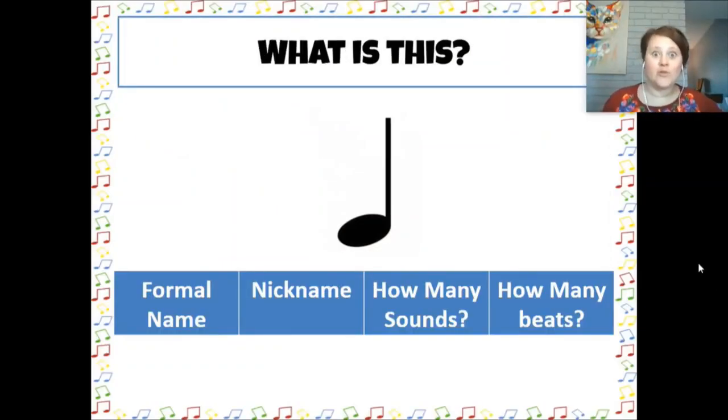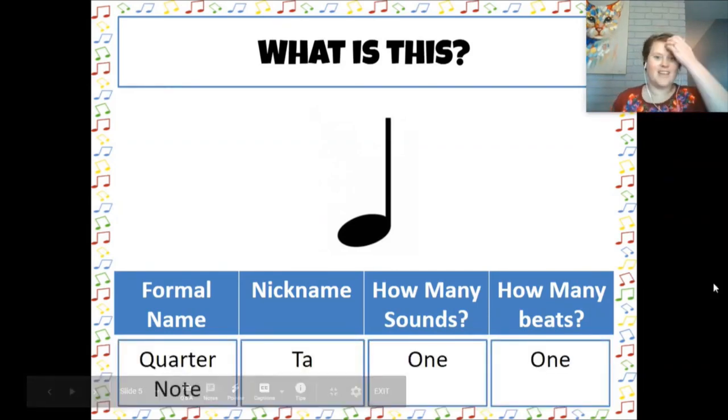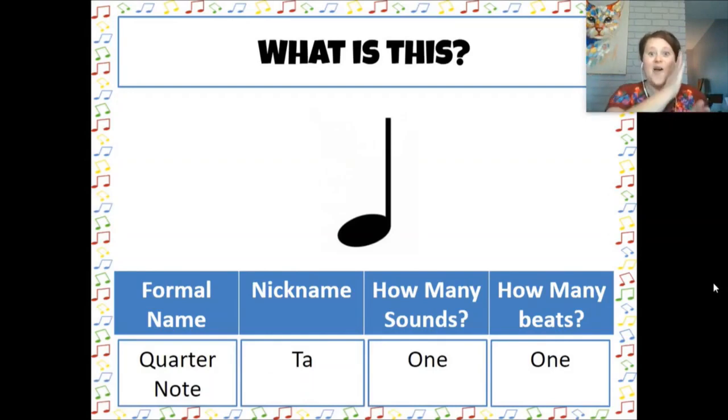We're going to do some musical math with our song Bounce High. First, I want us to review the rhythm notes that we know. So let's do our rhythm chants. So what is this? It's a quarter note, quarter note. One sound, one beat. Quarter note, quarter note.